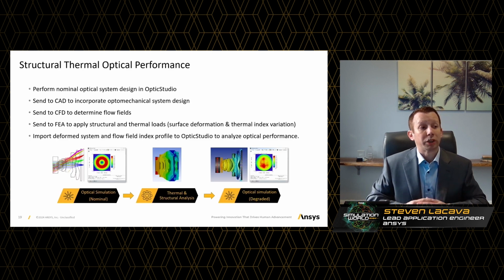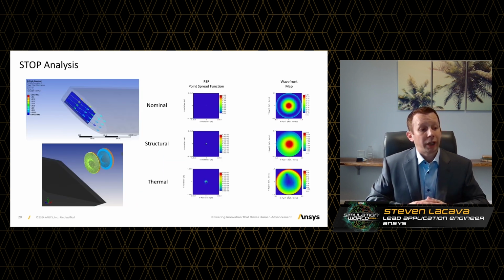That will allow you, regardless of whether it's symmetrical or not, to go from your nominal system, bring in all your FEA data, and then look at the degradation to that system in the original metrics that were used for the nominal design. So in our case, of that nacelle under the wing of the aircraft, which you're seeing in the upper left there, we looked at the point cloud that came from our STOP analysis, on the left in the lower image. That's the point cloud on each of the substrates, each of the lenses. To the right of that, we looked at a point spread function and a wavefront map, which were the two metrics we chose. However, you could have chosen any of the metrics within Optics Studio. And then we looked at the nominal, the structural, and the thermal.